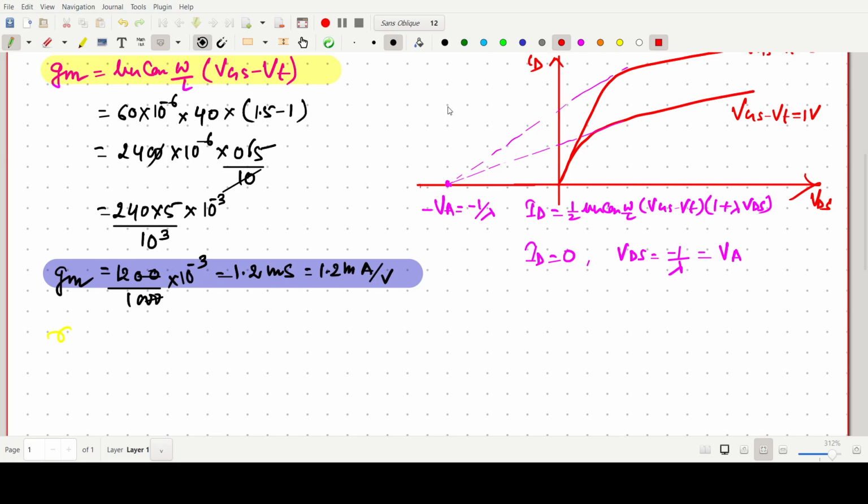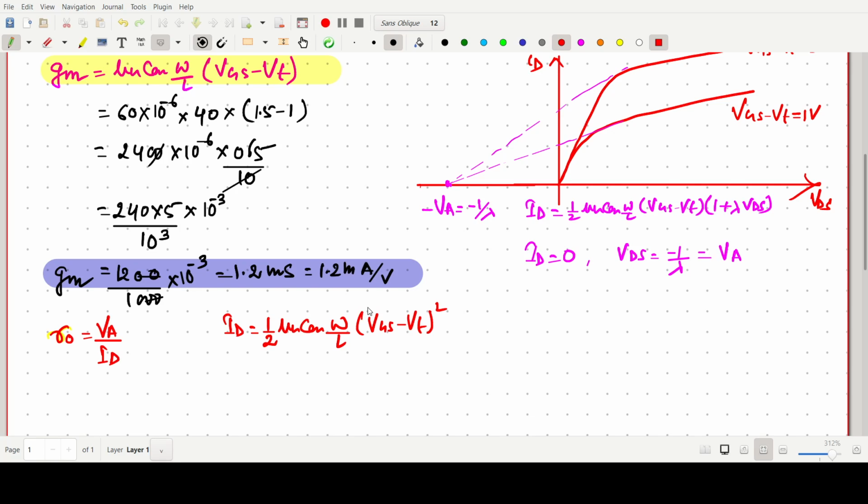For r naught we have to write, VA is given but ID is not given. So what we have to do, we have to find ID. In this case we have to consider the saturation region, (VGS minus Vt) whole square. For the amplification purpose, we have to take the MOSFET in the saturation region.